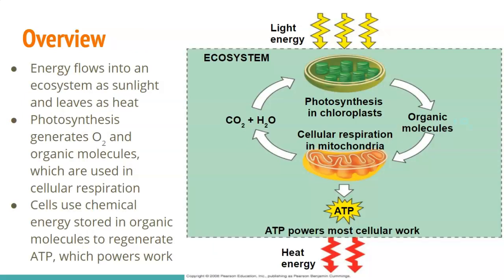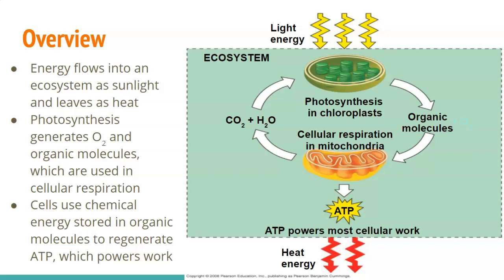Now, energy flows in as sunlight and leaves as heat. That's your basic understanding of how energy flows through any ecosystem. It all starts with light energy, goes into a chloroplast, goes through photosynthesis, and whatever is generated from photosynthesis, oxygen and glucose, goes into the mitochondria. We have mitochondria. We do not have chloroplasts, which is why right now we only care about cellular respiration. So when those organic molecules go into the mitochondria and cellular respiration starts to happen, you can use those organic molecules to generate ATP.